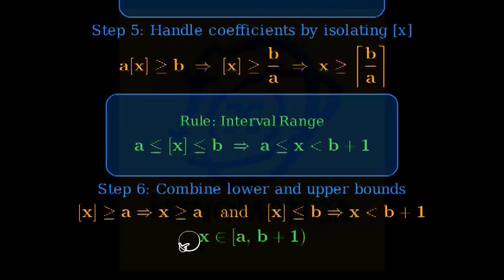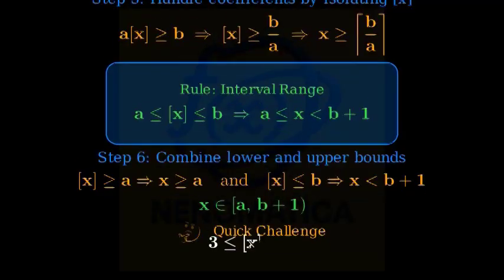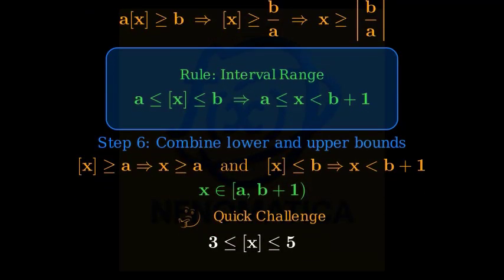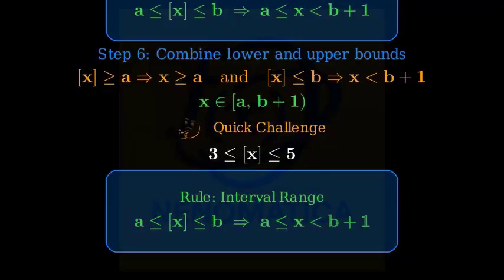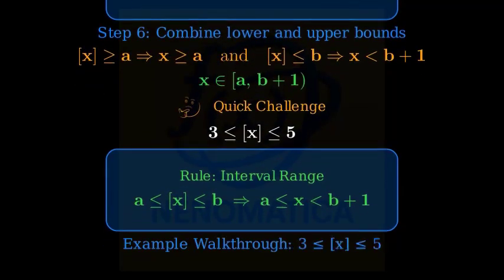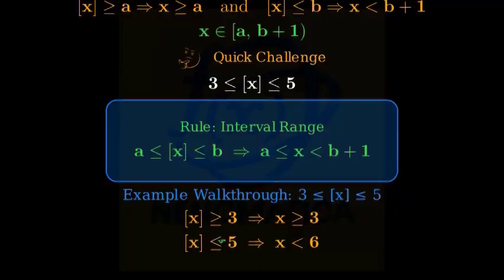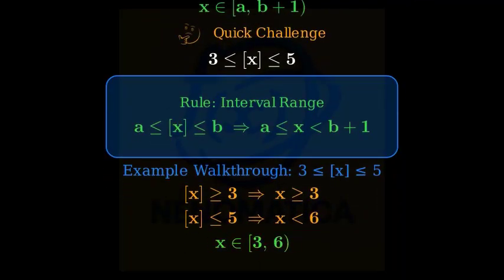Quick challenge. Predict the next step before it appears. Suppose 3 is less than or equal to the floor of x, which is less than or equal to 5. What interval for x do we get? We'll apply the compound rule. First, from floor of x greater than or equal to 3, we get x greater than or equal to 3. Next, from floor of x less than or equal to 5, we get x strictly less than 6. Finally, intersect the two to obtain the solution interval.